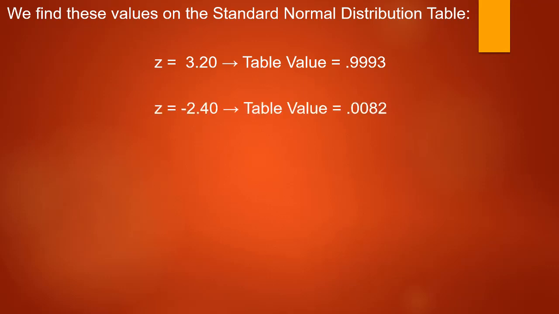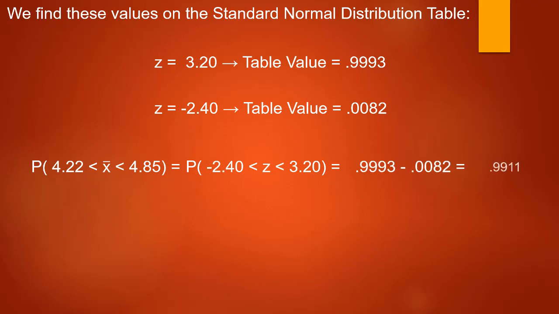When I look up the z-score of 3.20, my table value is 0.9993. When I look up the z equals negative 2.40, the table value is 0.0082. So to find the probability that the average is between 4.22 and 4.85, that's the same as finding the probability that the z-score is between negative 2.40 and positive 3.20. We're going to have to subtract these two table values. 0.9993 minus 0.0082, and that gives us 0.9911.